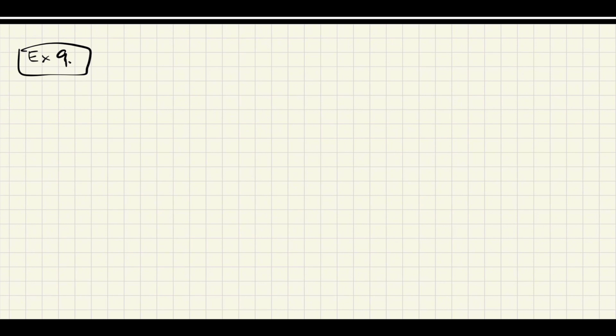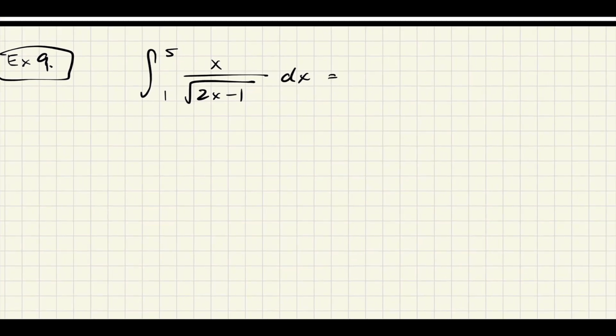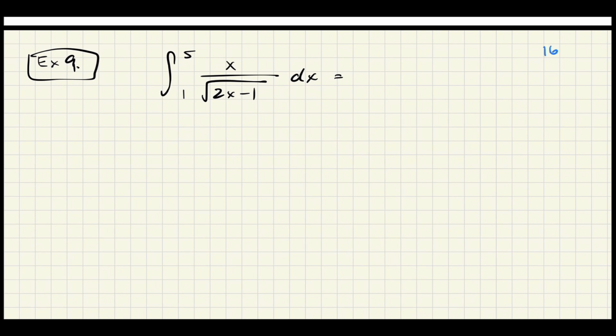Let's see. So we got from 5 to 1, x over root. Find the area under the curve. I'll give you the answer. The answer is 16 over 3. See if you can make it work.